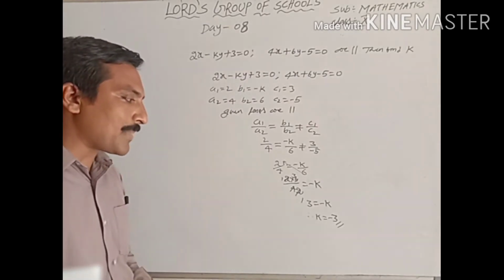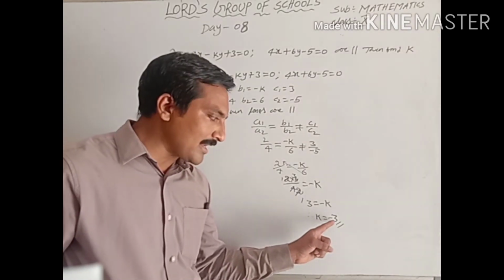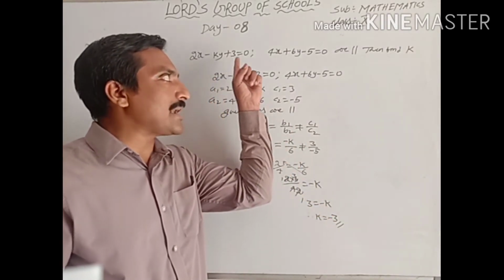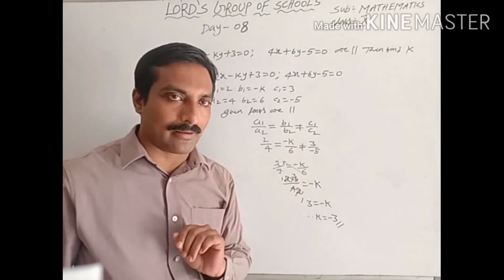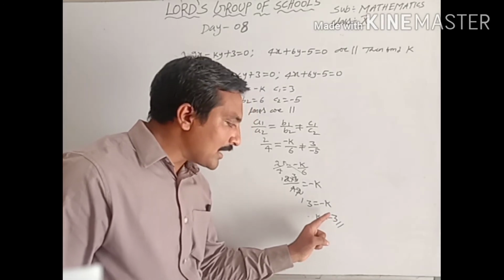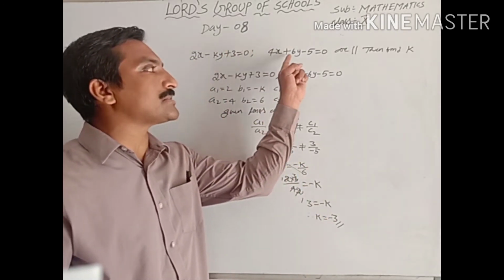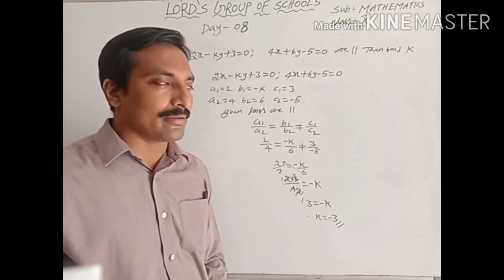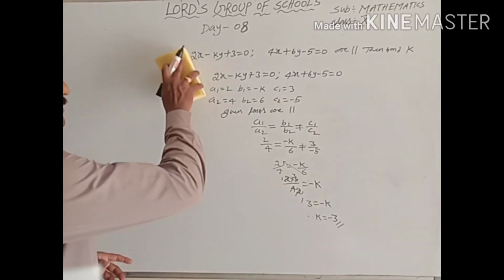When you take minus 3 in place of k, these two lines act as parallel. Only when you take minus 3 in place of k, in this case only, these given two lines are parallel. Next, on the same model, one more question.